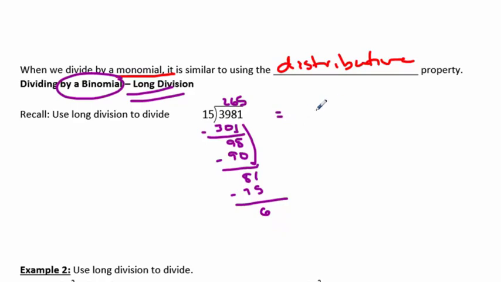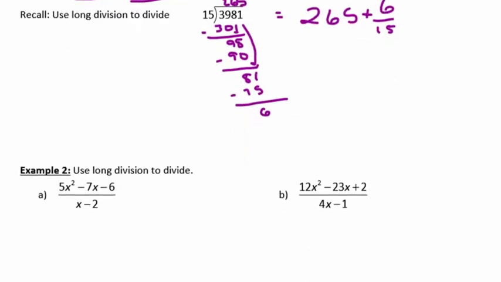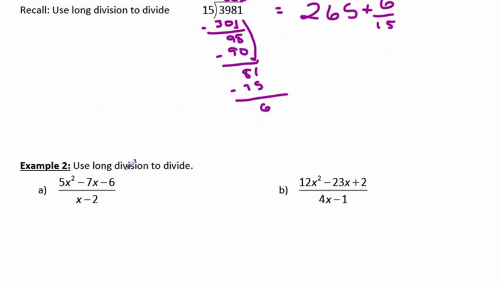Therefore, the answer is 265 plus 6/15. The remainder of 6 is out of 15 since there are 15 parts. Let's look at example 2. In example 2, we're going to be using long division with polynomials, so we're going to model it off the process that we use when we use long division with numbers.